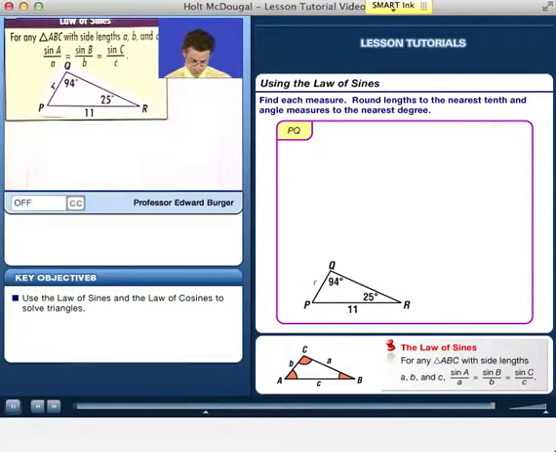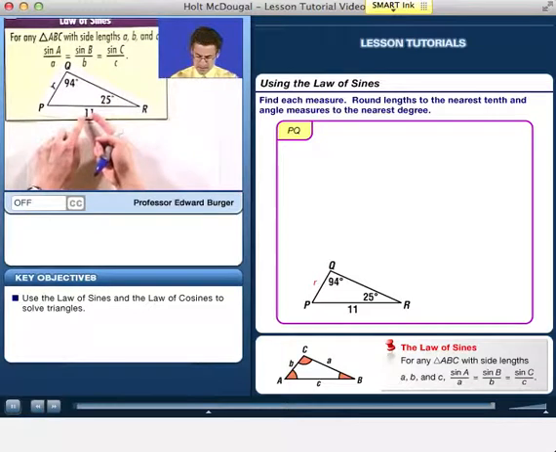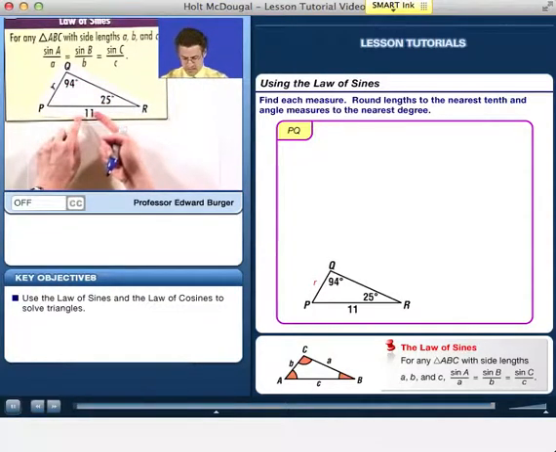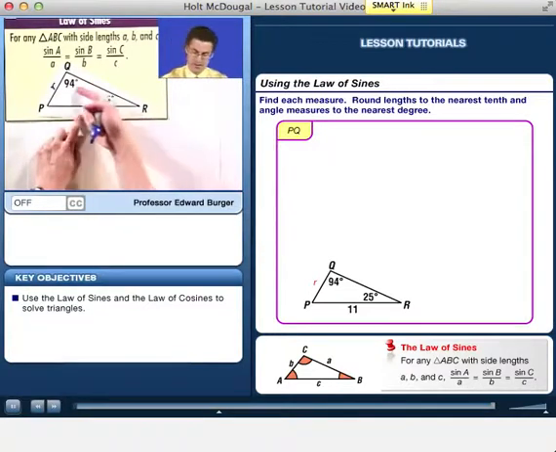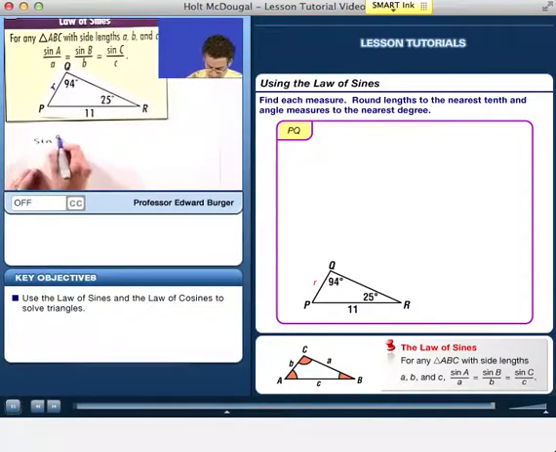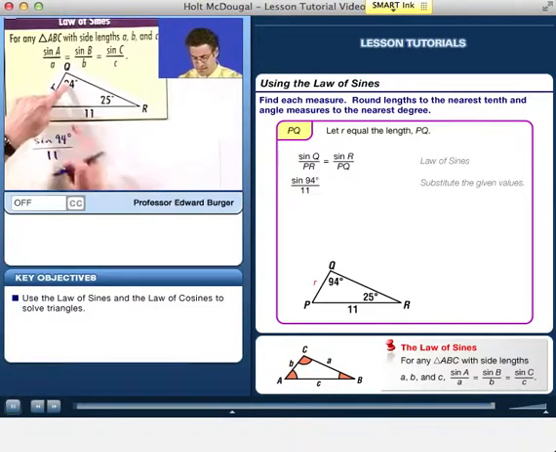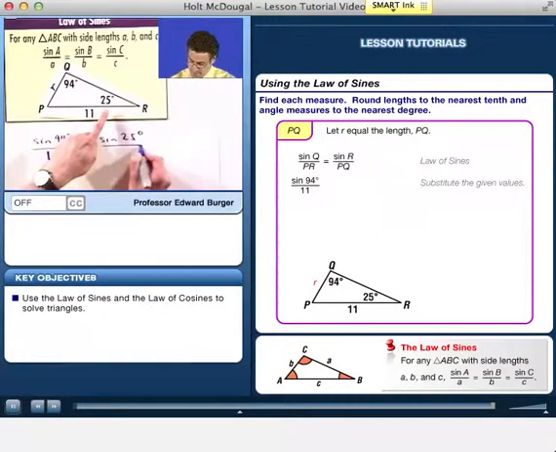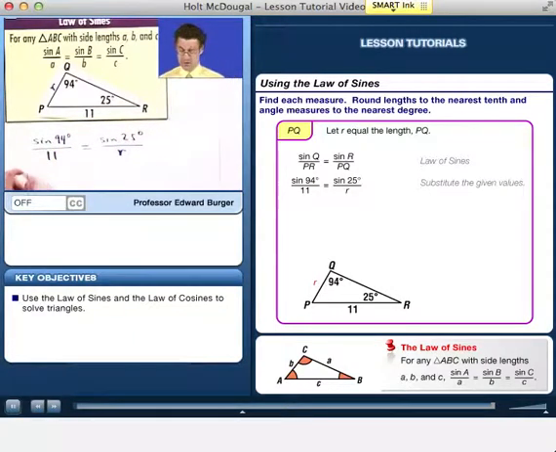So here we go. Since I know 11 is the length of the side opposite the angle 94, I can see that sine of 94 divided by 11 will equal the sine of 25 divided by the length r. And that gives me a connection that links the unknown to all the knowns. So I see sine of 94 degrees divided by 11, sine of this angle divided by the length of the opposite side, is going to be equal to the similar thing here, sine of this angle divided by the length of its opposite side, which we don't know, and that's r.